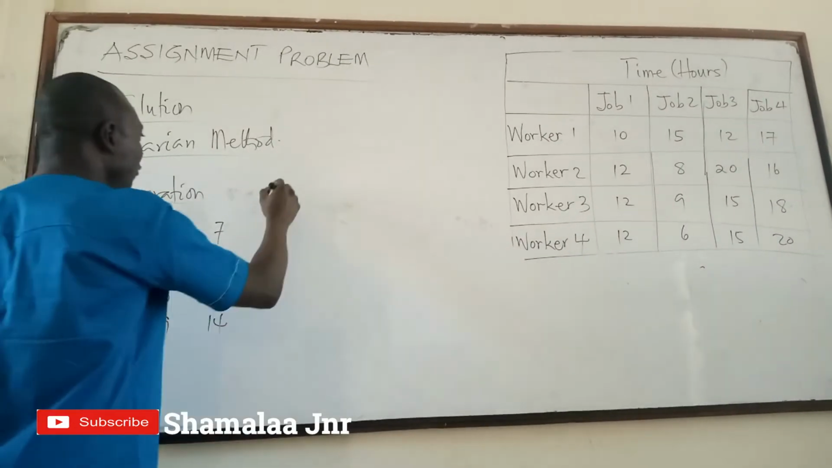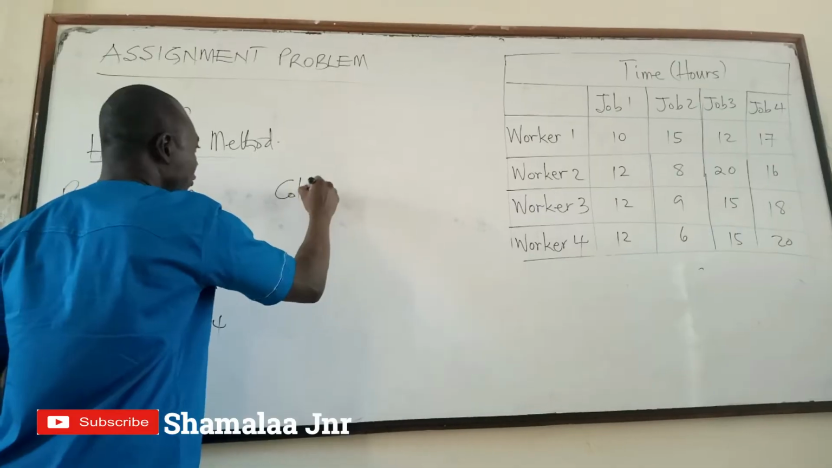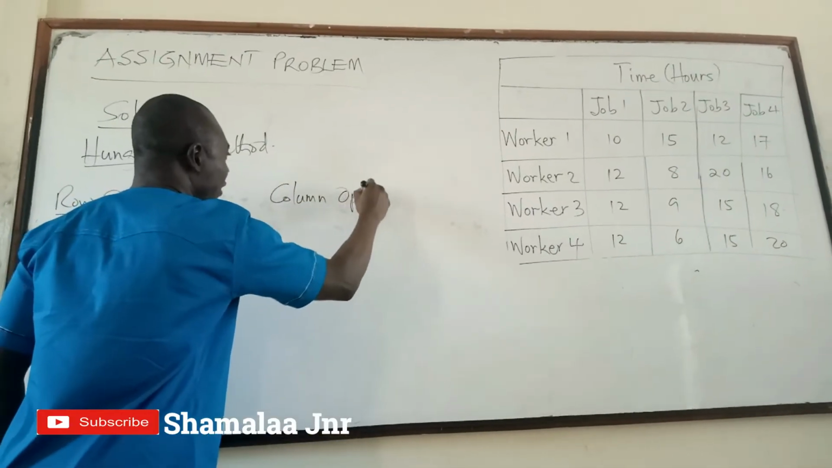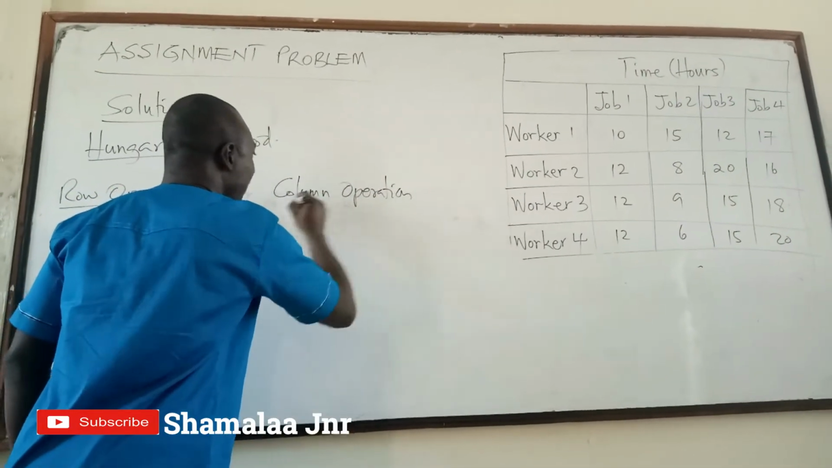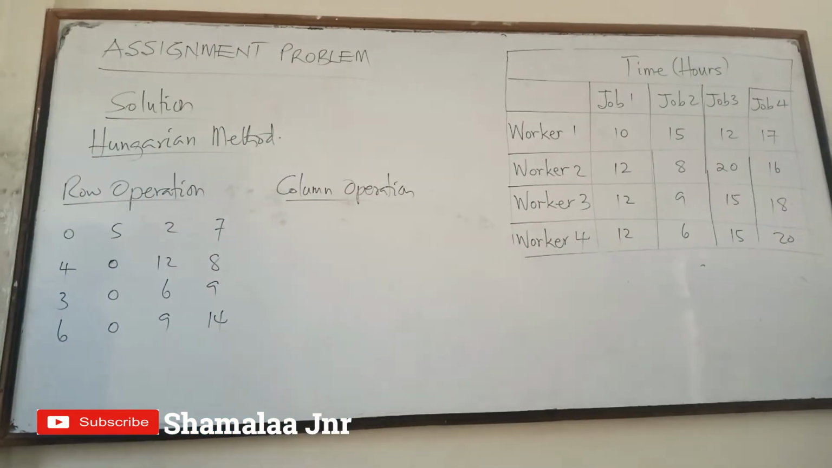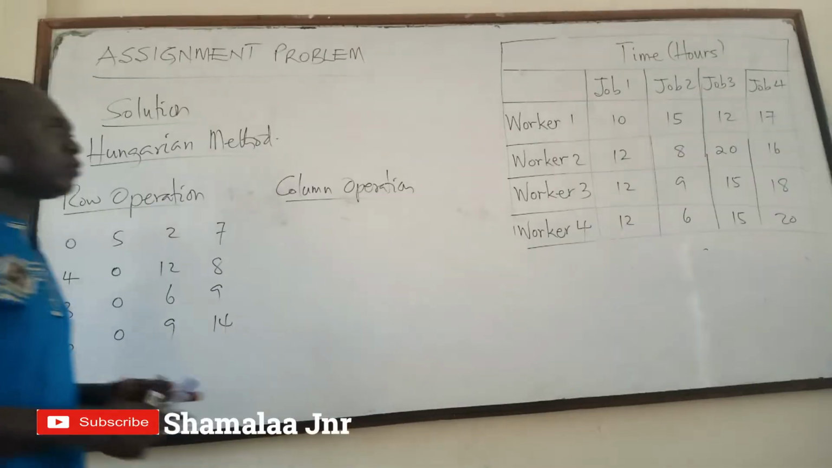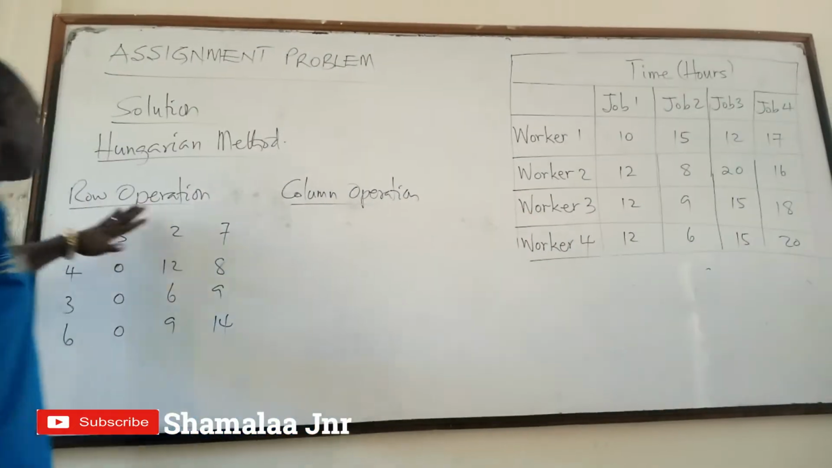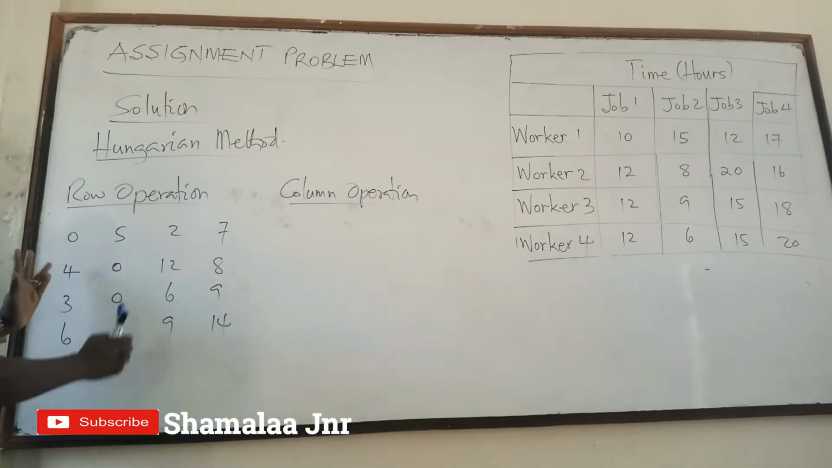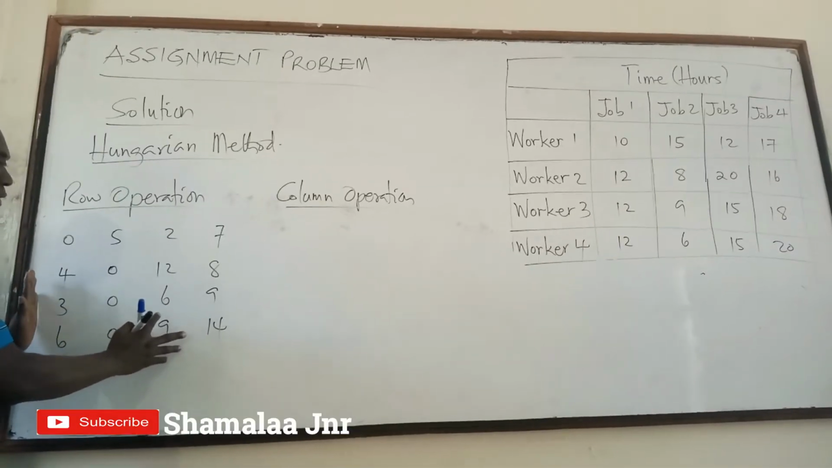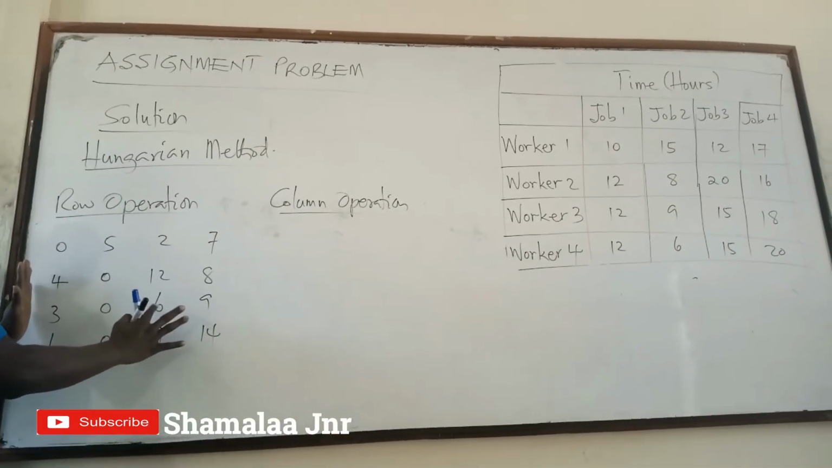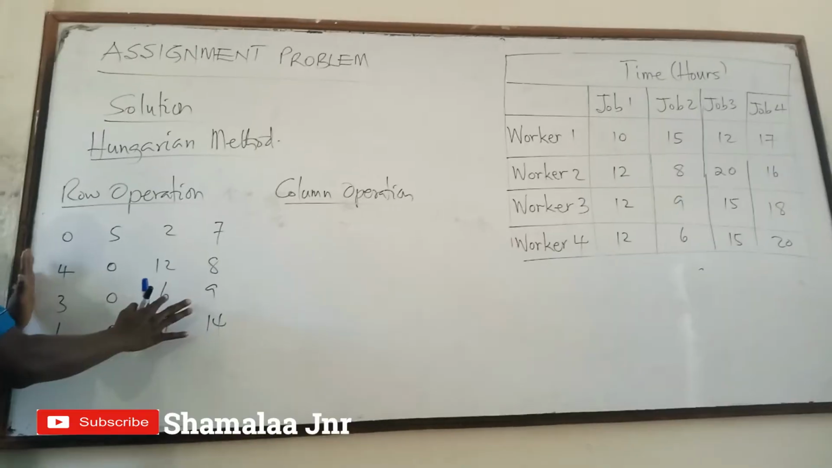Now from here, you move on to what we call column operation. You are solving the problem. These are the steps. Now, for the column operation, you see, this was the question that we have to get the row operation. So you have to continue from here. You don't go back to the question.